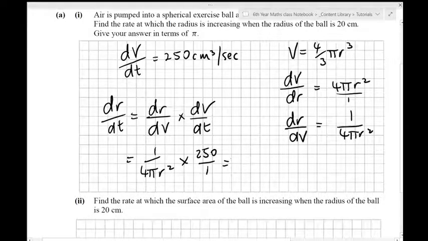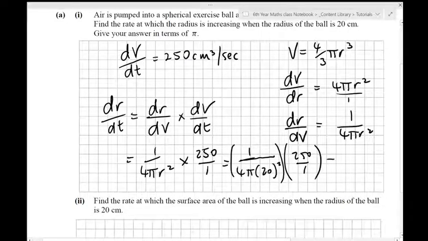Okay, and then you have to sub in your 20 that you were given in the question. So we have 1 over 4 pi 20 squared multiplied by, just put those in brackets, multiplied by 250, and that turns out to be 5 over 32 pi centimeters per second. And that is the answer for that one.